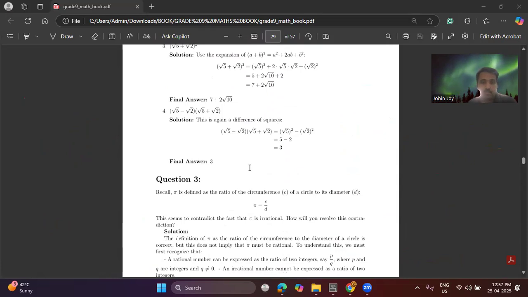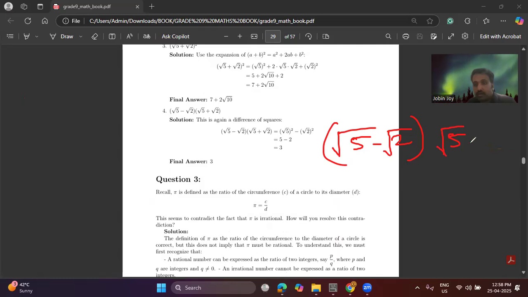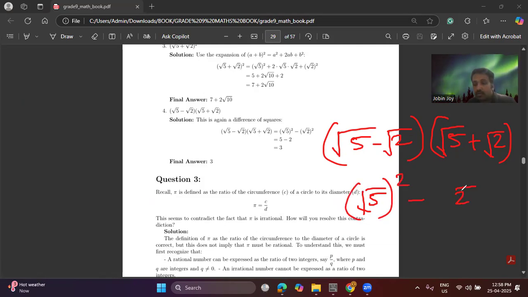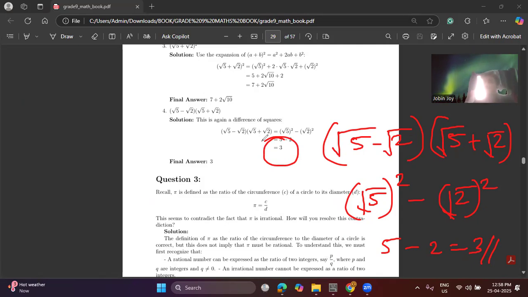Okay. Next question. Root of 5 minus root of 2 into root of 5 plus root of 2. So again, this is in the form of a minus b into a plus b. That will be a square minus b square. So root 5 square minus root 2 square. Root 5 square is 5, and root 2 square is 2. So 5 minus 2 is 3. So the answer is 3.